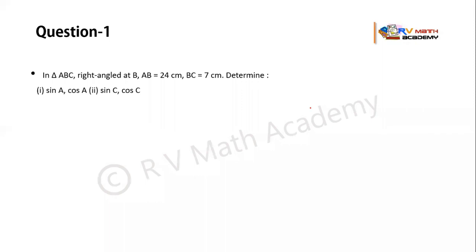Now let us take a question. In triangle ABC, right angle at B, AB is equal to 24 centimeter, BC is equal to 7 centimeter, and we have to determine sin A, cos A, sin C, and cos C. So let us take a right angle triangle. Since it is given in the question that it is right angle at B, so here we can write B and the other two vertices are A and C.